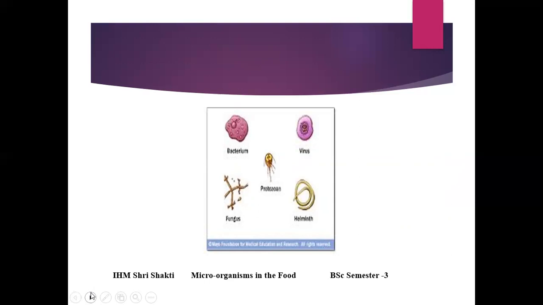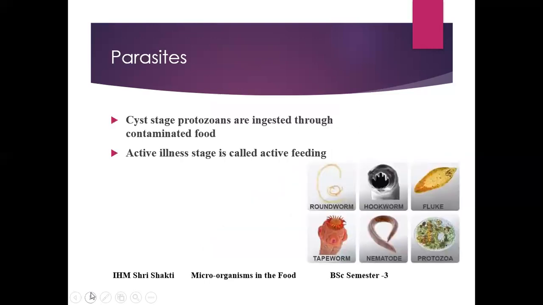So we are done with this. Now, next are the parasites. At this stage, protozoans are ingested through contaminated food. The active illness stage is known as active feeding. These parasites enter through various ways, through contaminated food and water, like protozoans, nematode, fluke, hookworm, roundworm, tapeworm. Specifically, consuming contaminated pork forms the pork tapeworm, and finally that goes inside the stomach. So they are said to be parasitic.